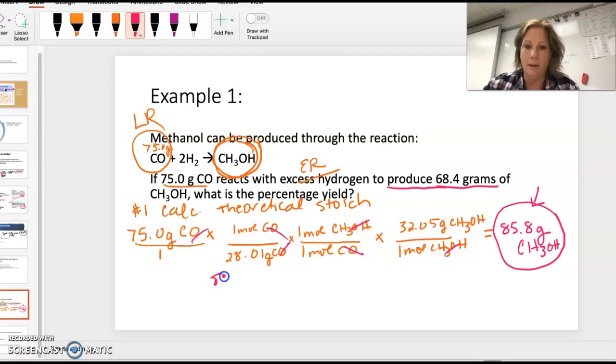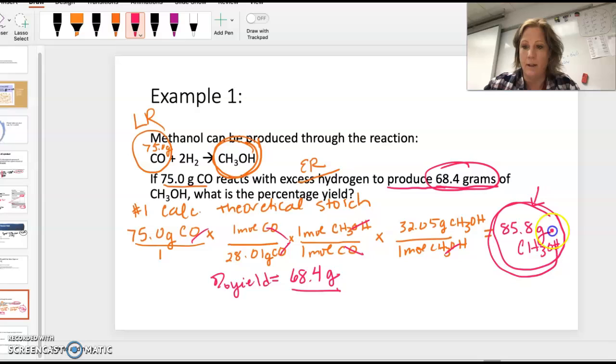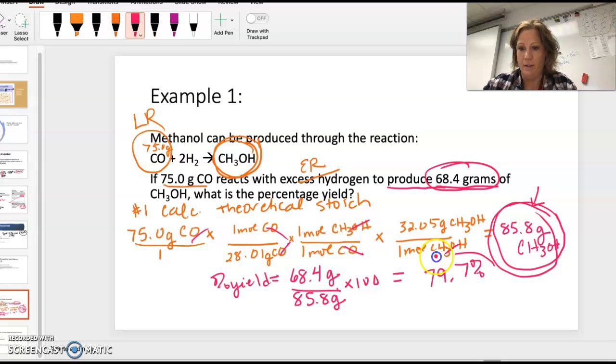So to calculate my percent yield, it's going to be equal to the actual yield, what I really get in the lab, over my calculated theoretical yield. And then I multiply by 100 to get a percent. So for this one, I get 79.7% yield.